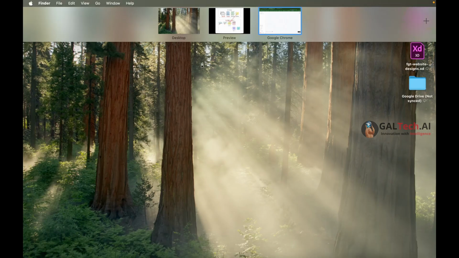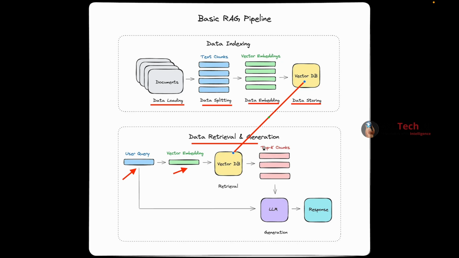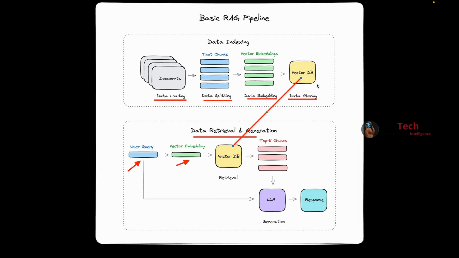As explained before, we have a two-step process for the RAG pipeline. The first is the data indexing part. In this stage, we will have to upload the documents, and they get split into chunks and vector embeddings, and then they get stored into the vector database. Now we have to have a vector database in place. So that's what we are going to do first.